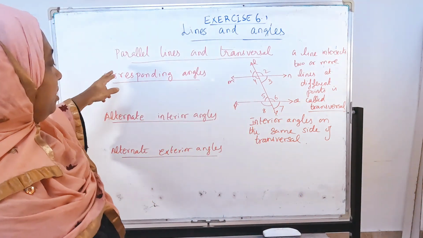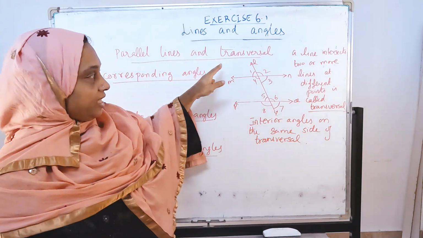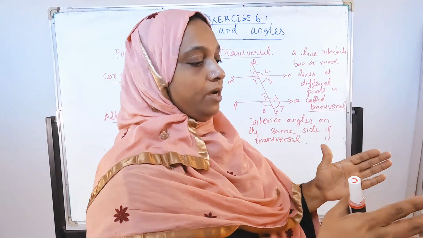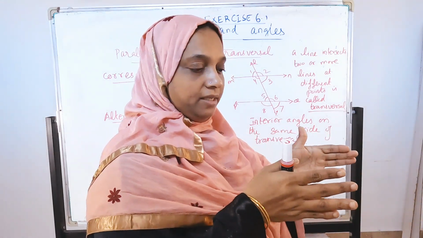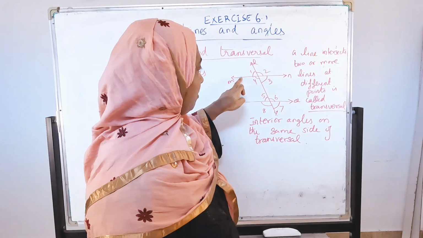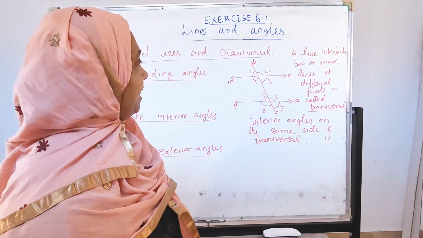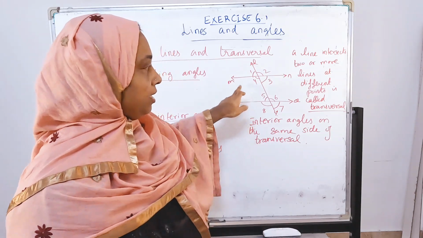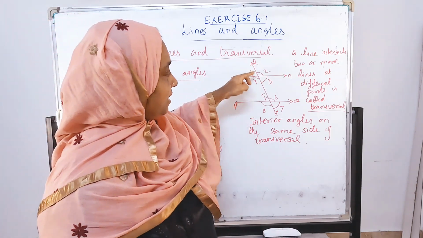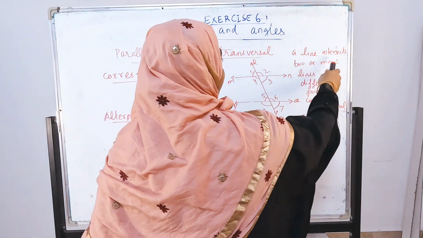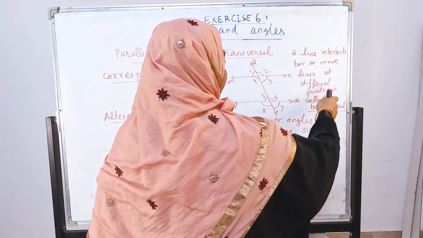So here you see parallel lines and transversals. Parallel lines, as I already told you, are like a road: two lines go without meeting here and there, not just straight lines. These are all parallel lines, and L is the transversal of this one. Here M and PQ are two lines, and L is the transversal. A transversal means a line that intersects two or more lines.